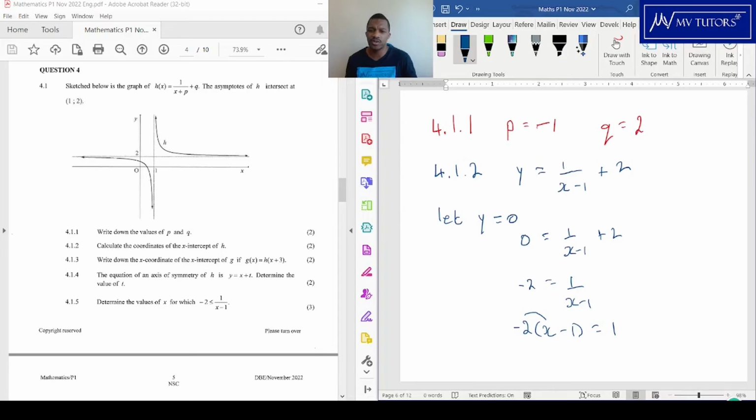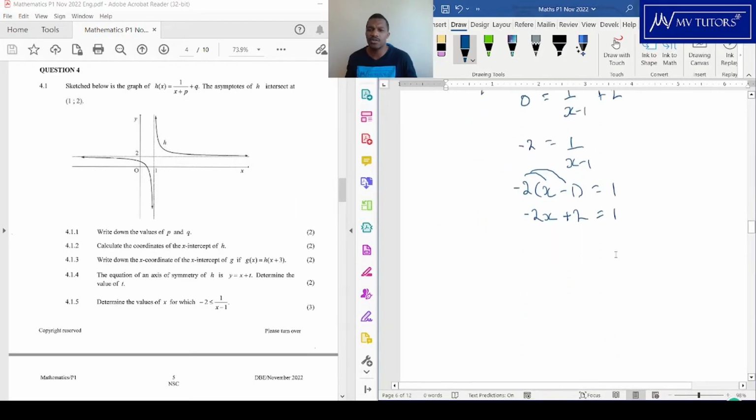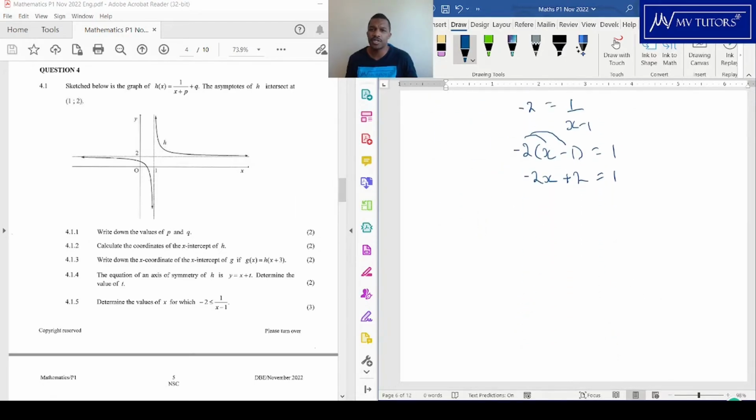Minus 2 times x is minus 2x. Minus 2 times minus 1 becomes plus 2. That equals 1. Continue with our gymnastics. So we take the 2 to the other side. It becomes minus 2x equals 1 minus 2. 1 minus 2 is minus 1. So then my x, dividing both sides by minus 2, becomes 1 over 2.